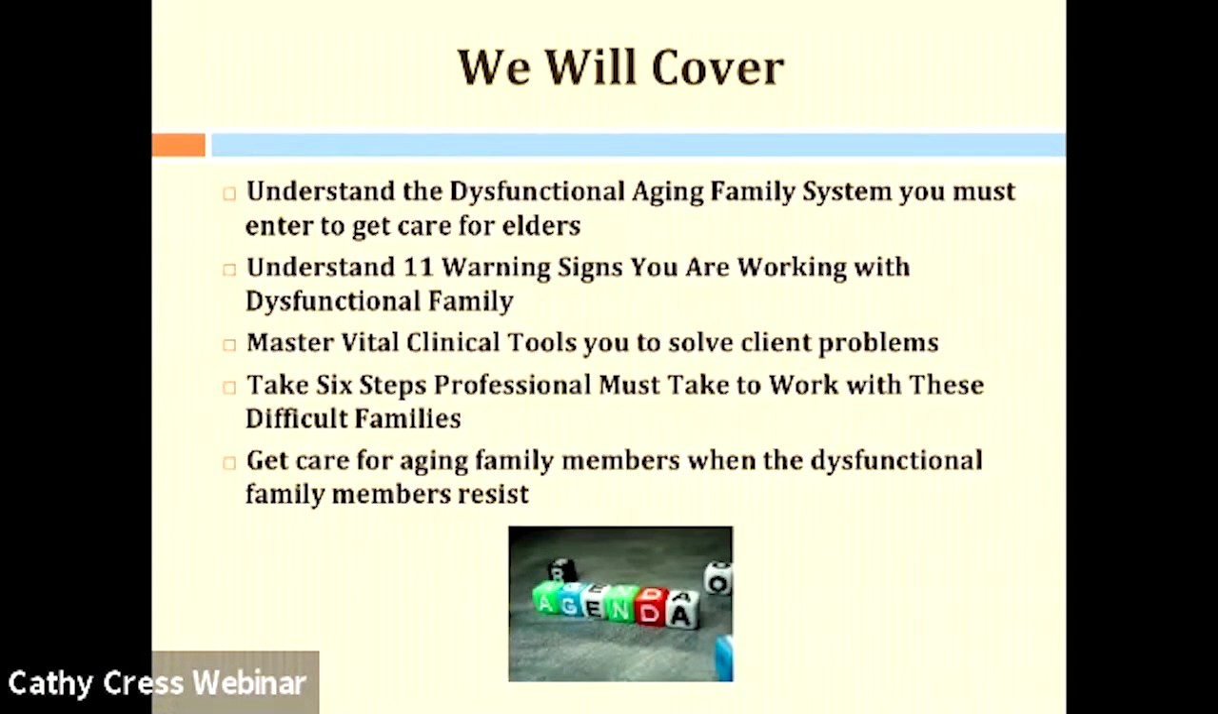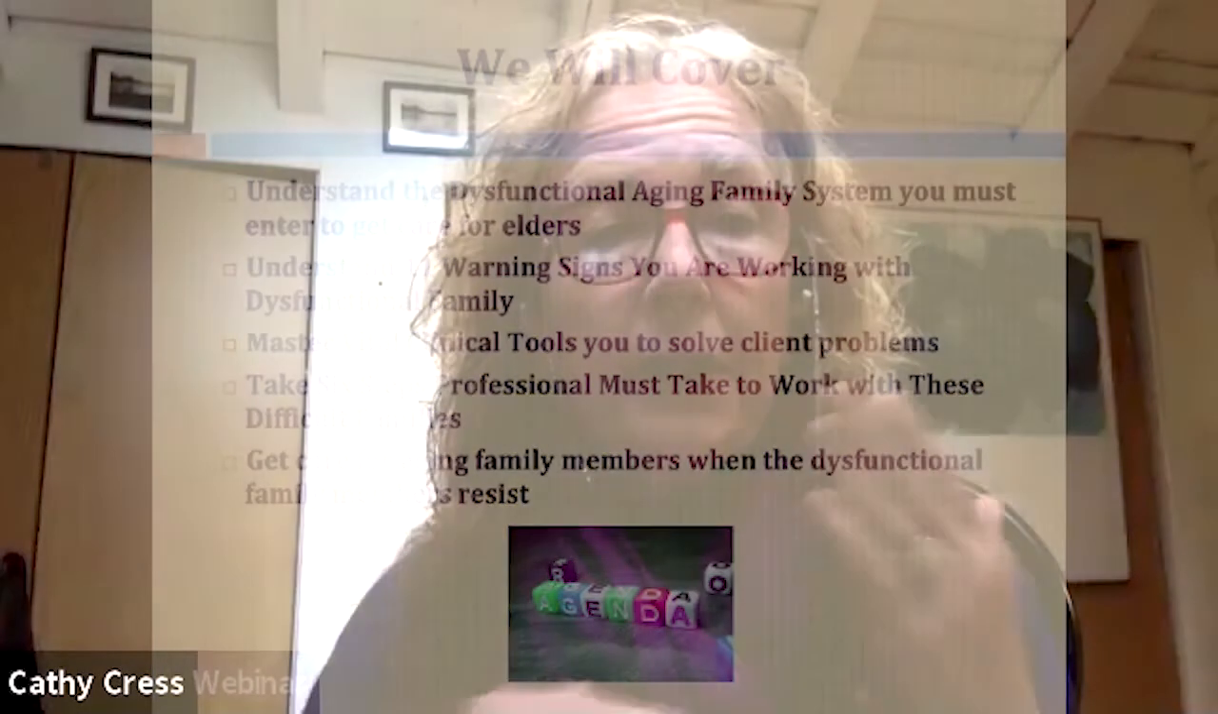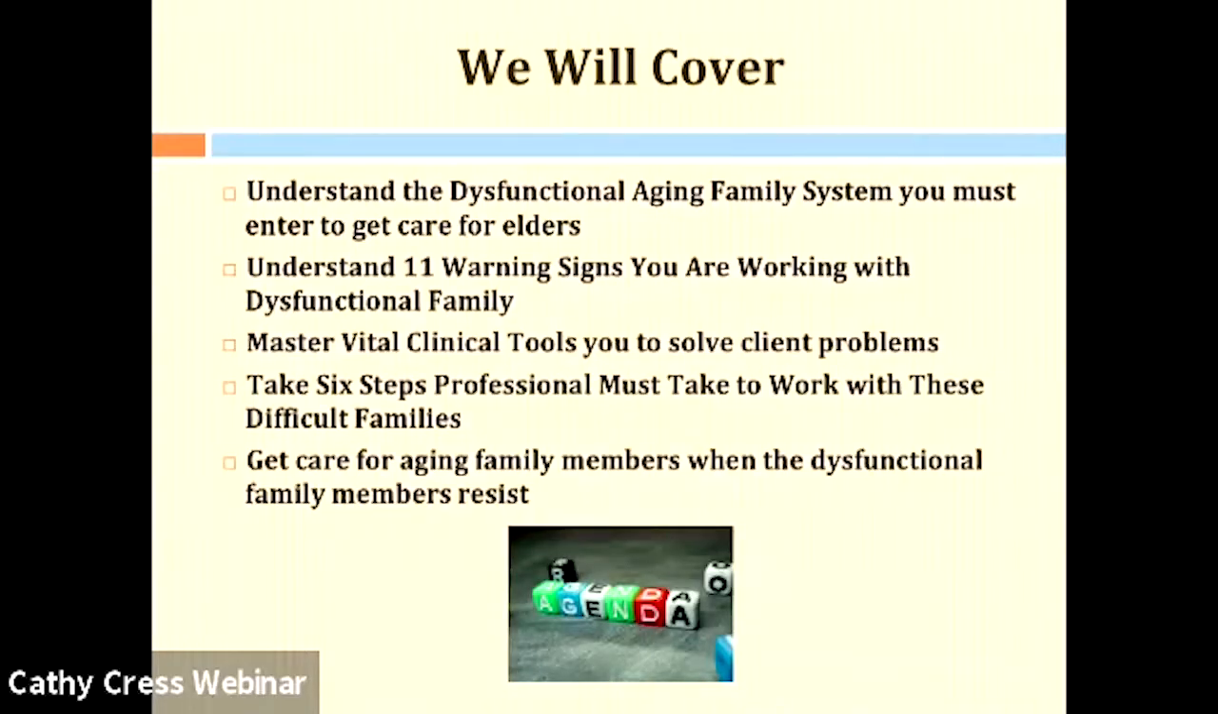So what are we going to cover today? I always start this way. Understanding the dysfunctional family system, because I'm going to talk a lot about family systems, because that's what this is really about, that you must enter to get care for the elders. It's very, very precarious. And understanding the 11 warning signs that you're working with a dysfunctional family, because you've got to know it in order to deal with it, or maybe move it to another person in your agency. And I'll talk about that.